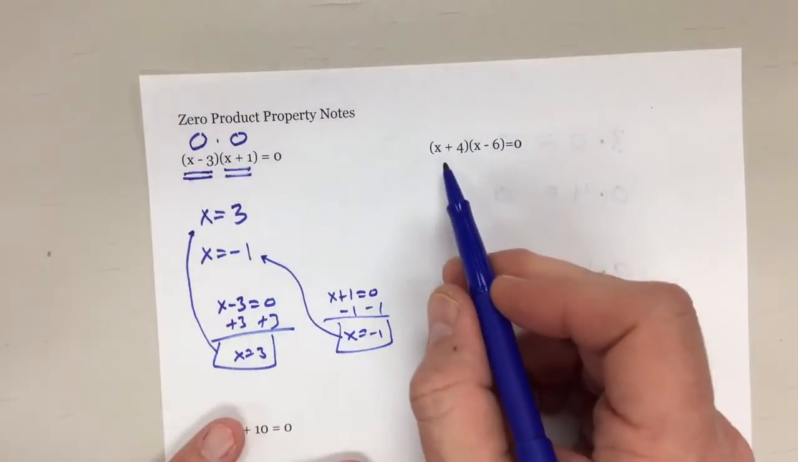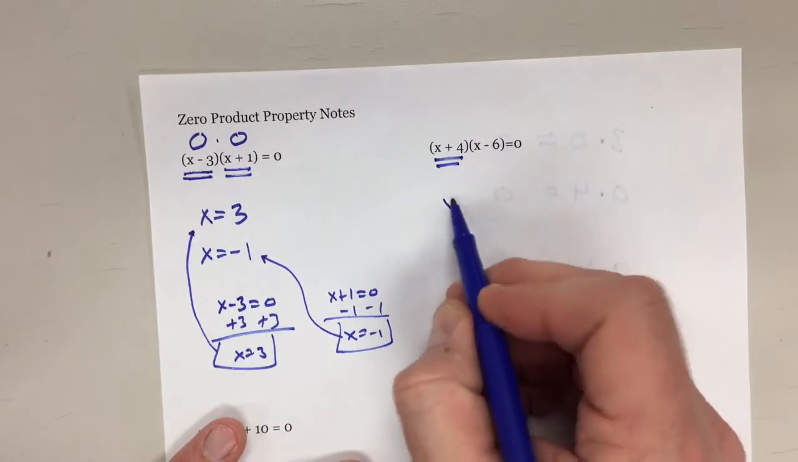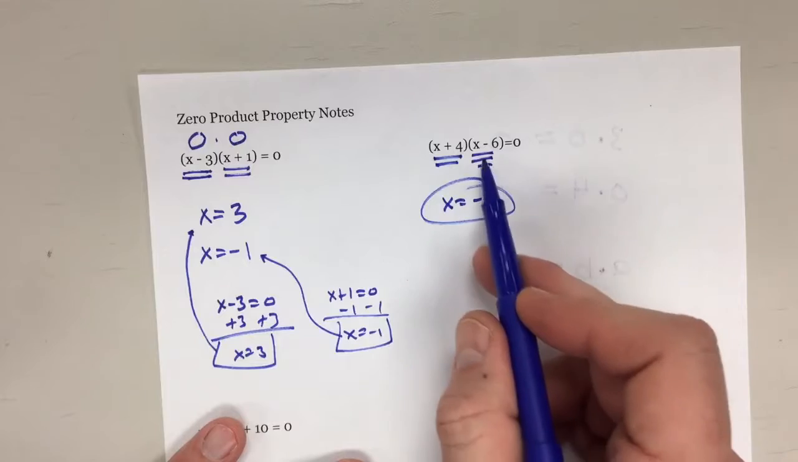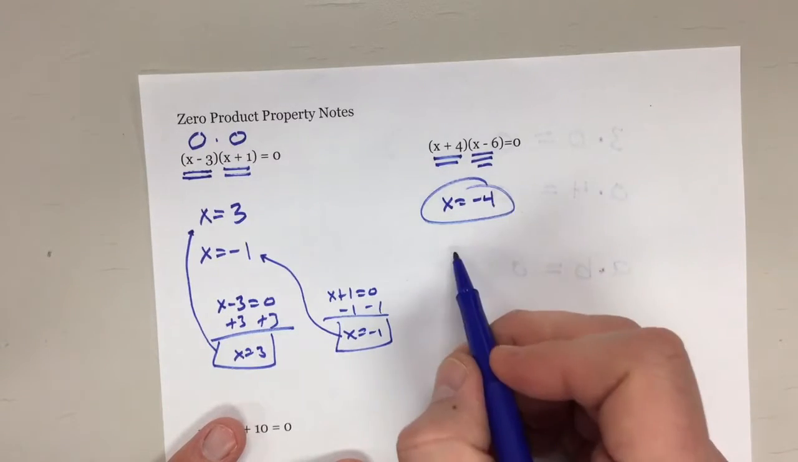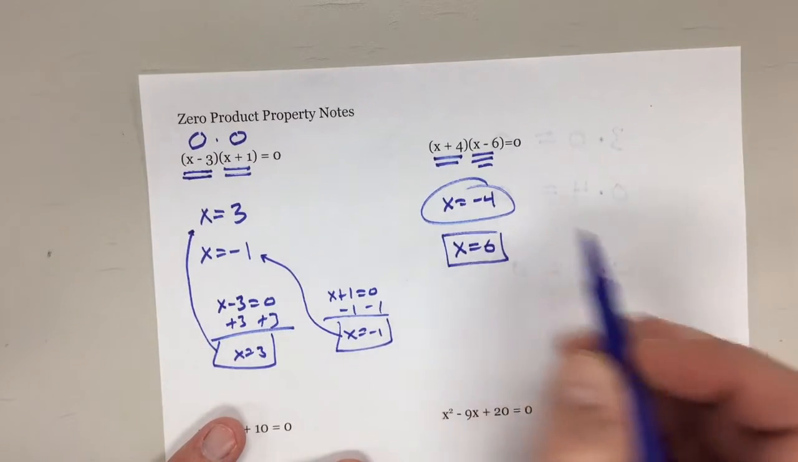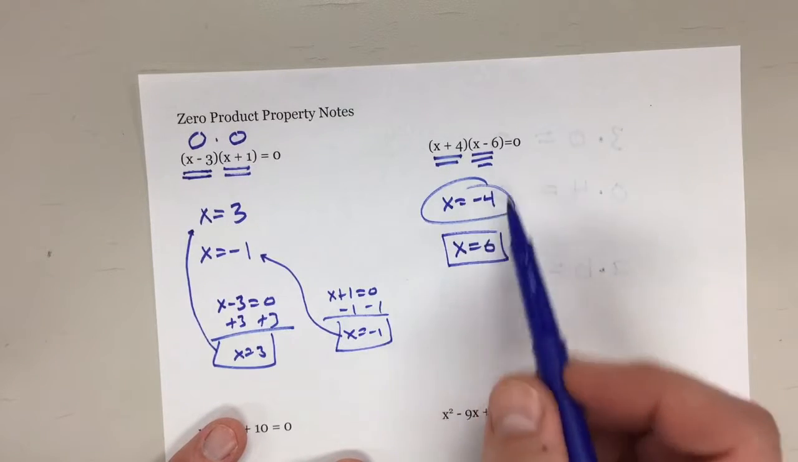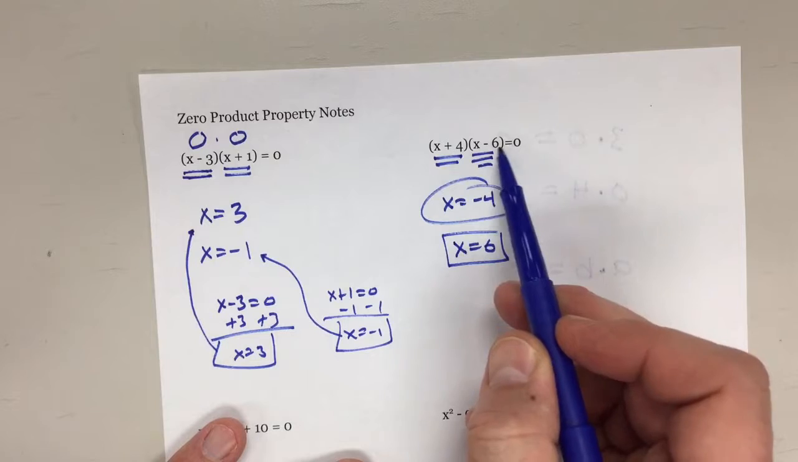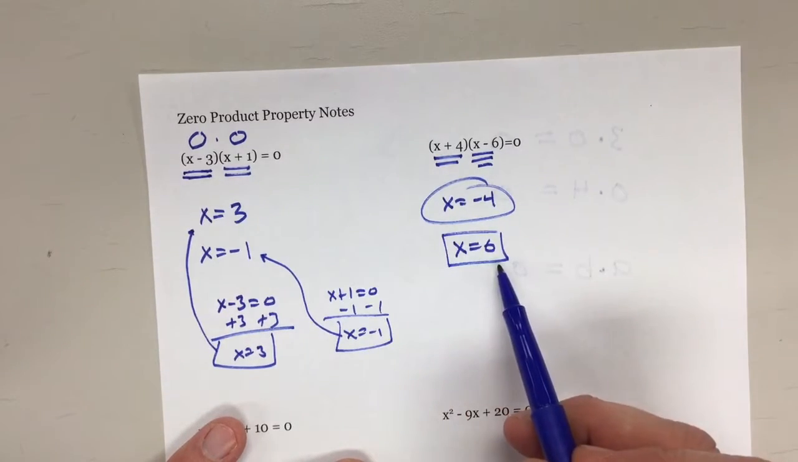Here's another one. So I say, what would make this 0? Well, if x was negative 4. And what would make this side 0? Well, if x was 6, 6 minus 6 would be 0. So a lot of people just think of it as, what is the opposite of positive 4? Negative 4. And what is the opposite of negative 6? Positive 6.